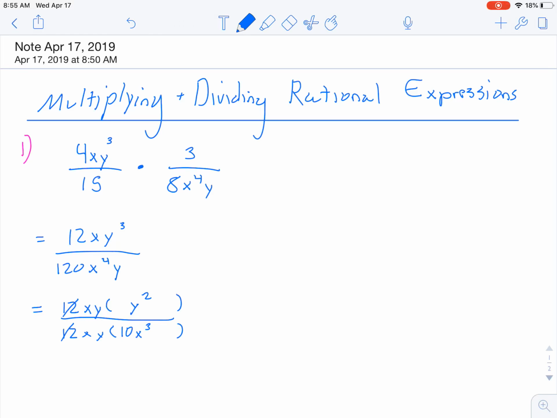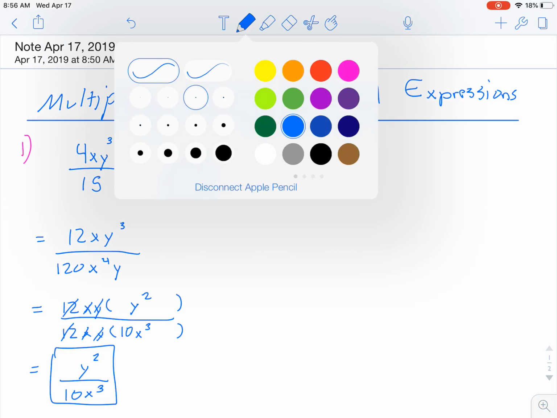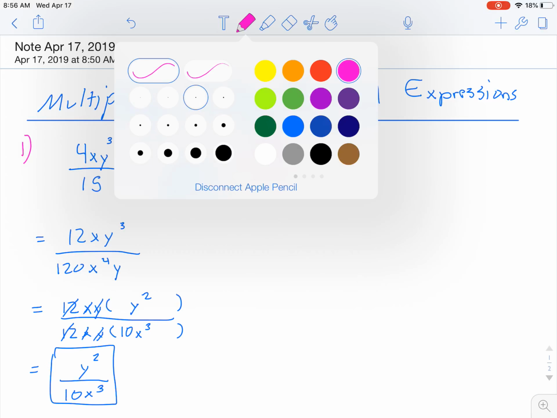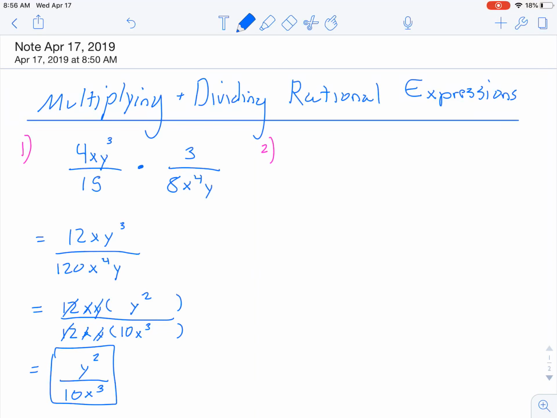12 divided by 12 cancels, x divided by x cancels, y divided by y cancels, so we're left with y squared over 10x cubed. Division, like we'll see in number 2, just adds one more step. When we divide, we copy dot flop. So let's take a look at this problem.